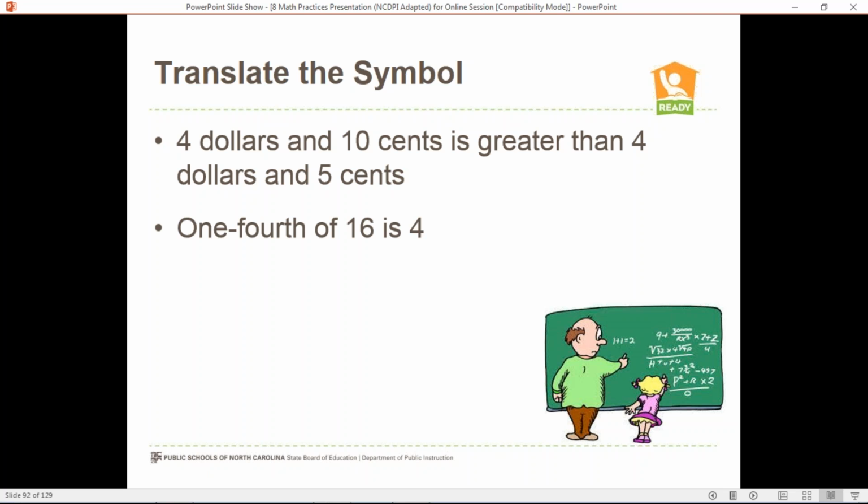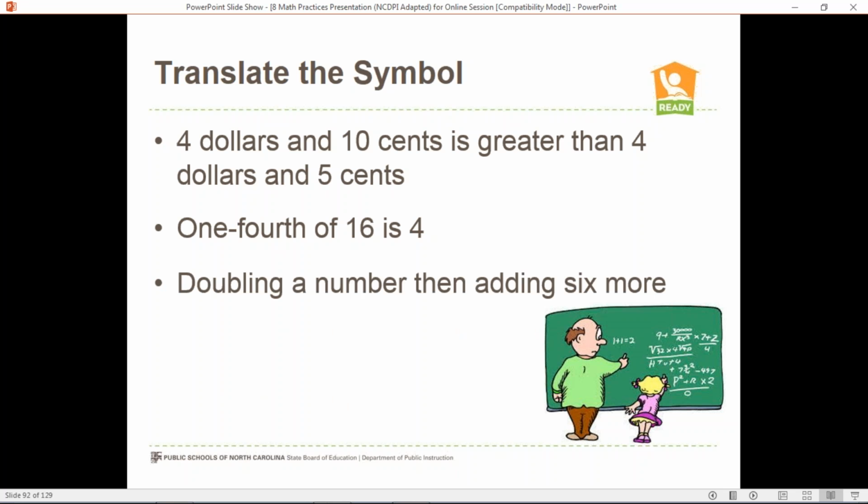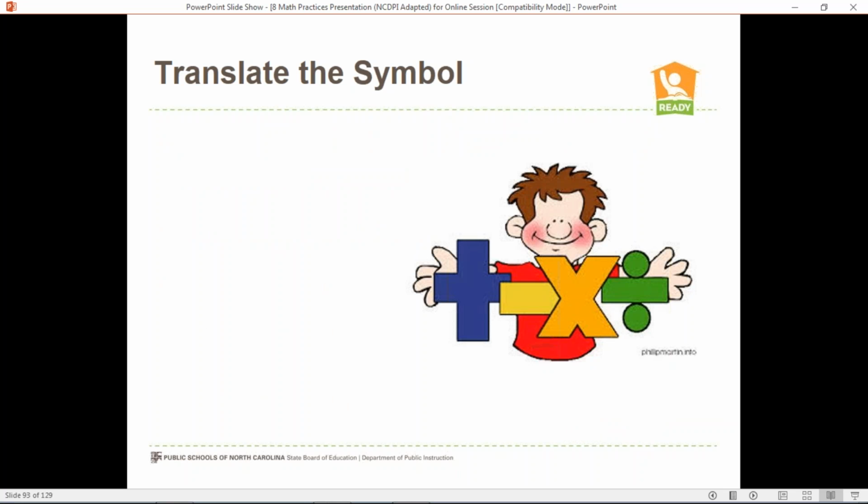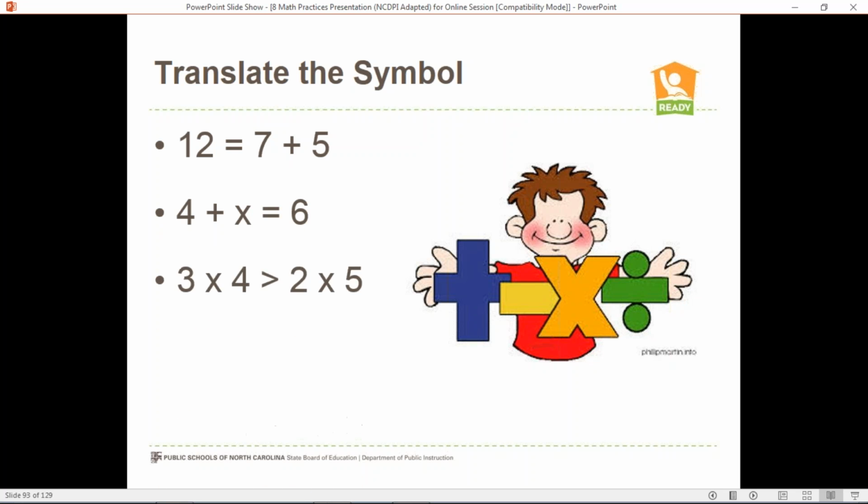1/4 of 16 is 4. Or doubling a number and then adding 6 more. So you think about those and translating those into number sentences versus this. And again, these aren't the same. These are not the same concept or the same tasks.